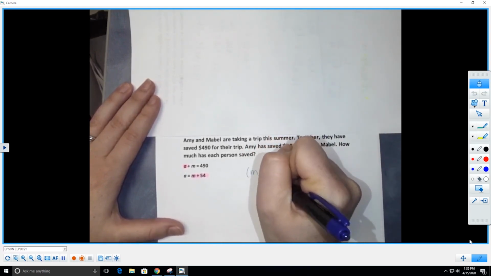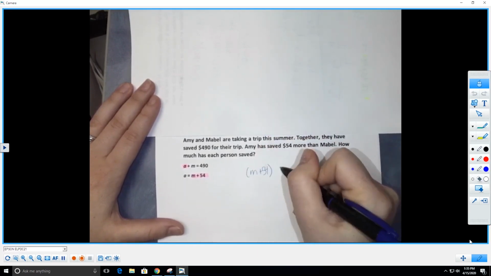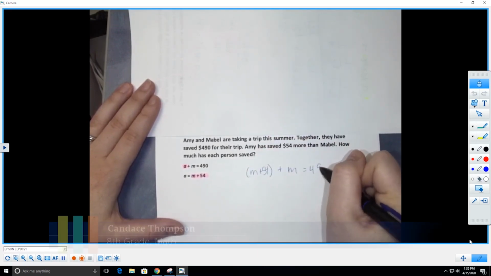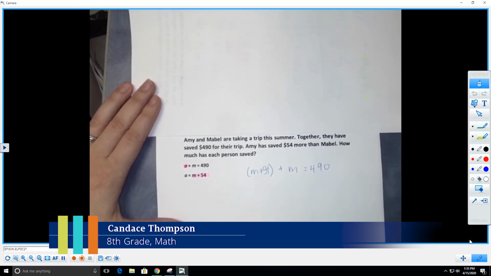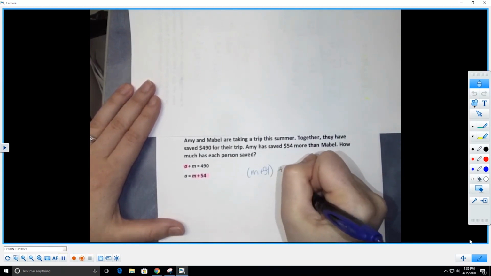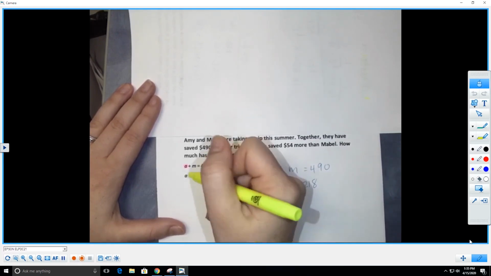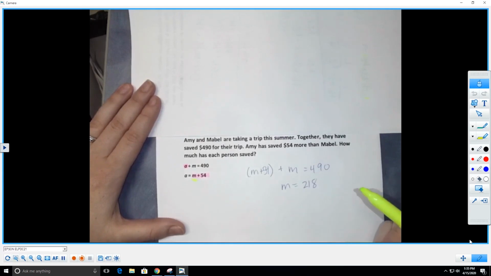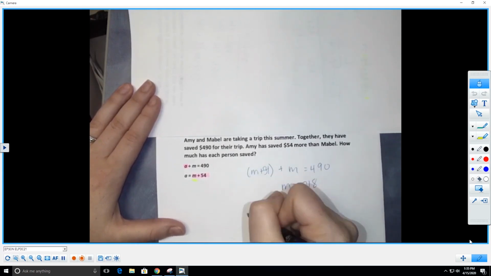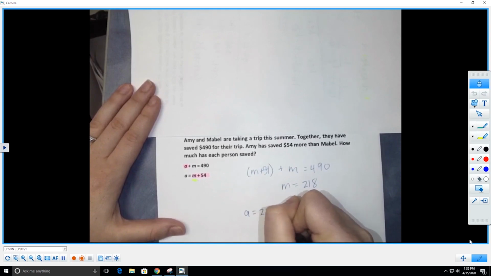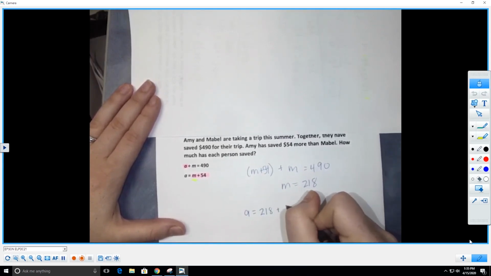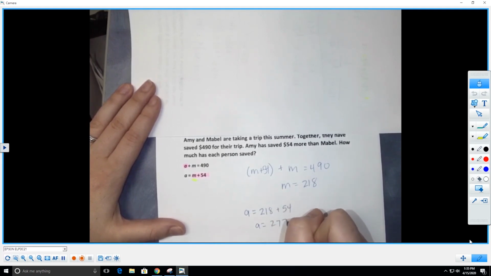And so this is what my equation would look like. m plus 54 plus m equals 490. So when I combine like terms and divide, I get m equal to 218. So now that we have m, we can substitute that in to find the value of a. I know that a is equal to m plus 54. So I will just write that a is equal to 218, which I found for m, plus 54. So a is equal to 272.